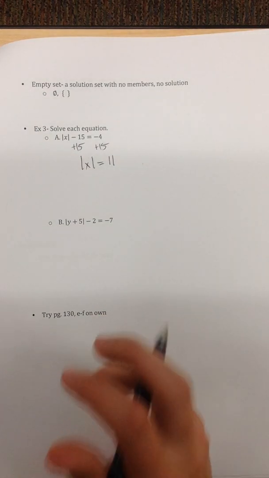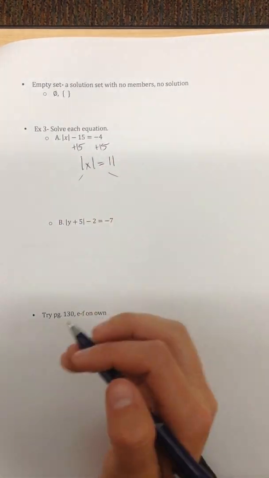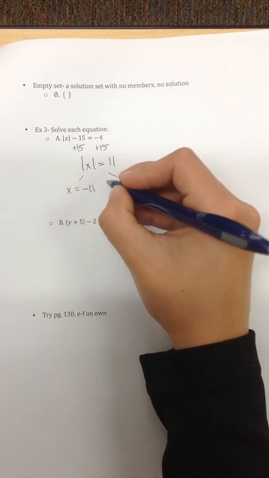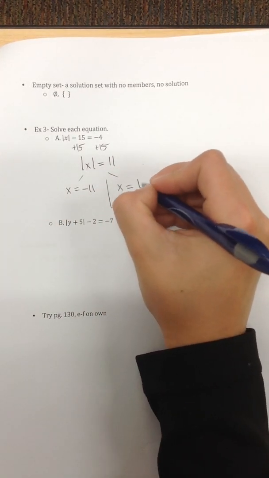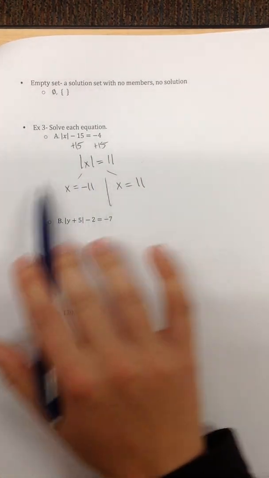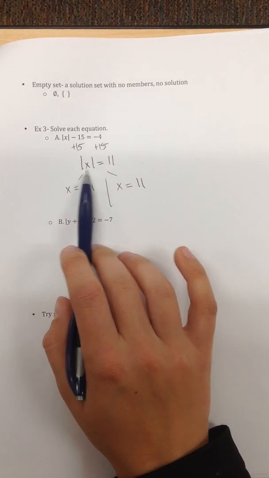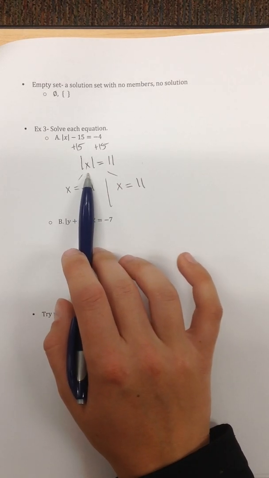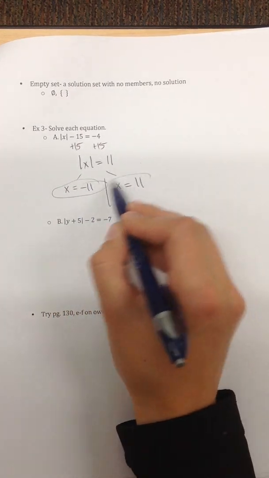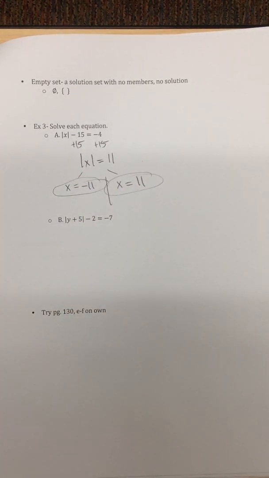So then from here, to get rid of my absolute values, I break it into my two equations. So I'll have x is equal to -11, and x is equal to +11. And then what's actually convenient about this one is I don't even have to solve any further because I didn't have anything in there like a +5 or anything like that inside those absolute values. So those would just be my two answers. Okay, I wouldn't even have to go any further than that.